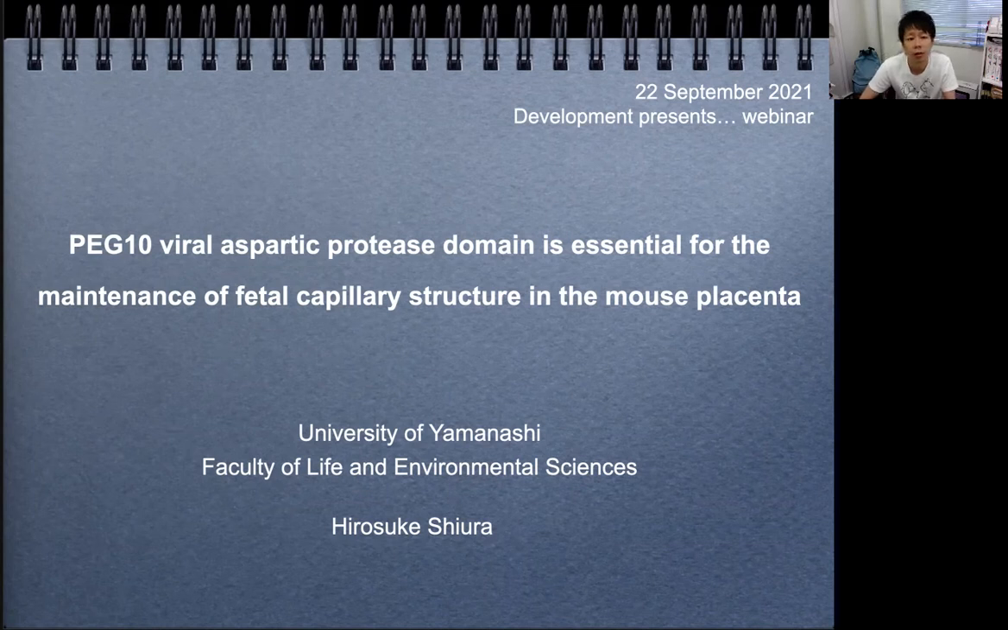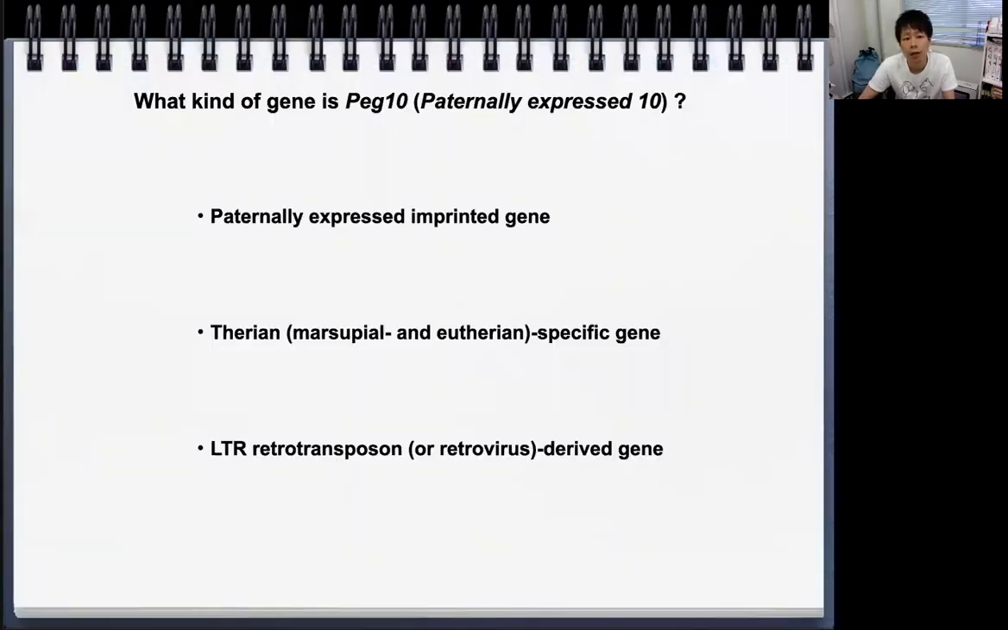Today, I'd like to talk about the function of a very unique gene, RIKEN, and its relation to mammalian evolution. I'd like to begin with the introduction of the unique characters of the RIKEN gene.